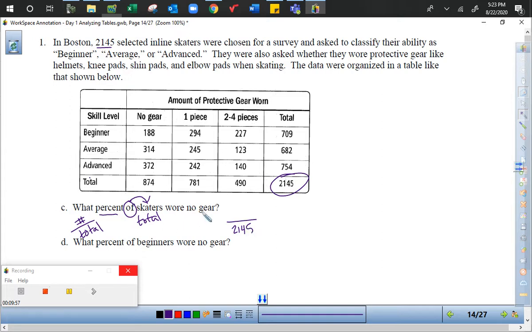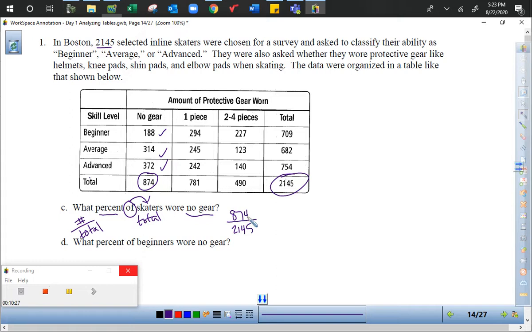So it says for us, no gear. So we want to look at all of the people who wore no gear. Again, it doesn't say beginners who wore no gear, just everybody. So that means this would count, this would count, this would count. All of those are involved in the no gear column. Luckily for us, it's already totaled, so we don't have to work that hard.